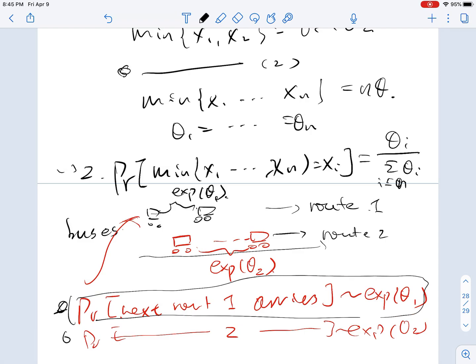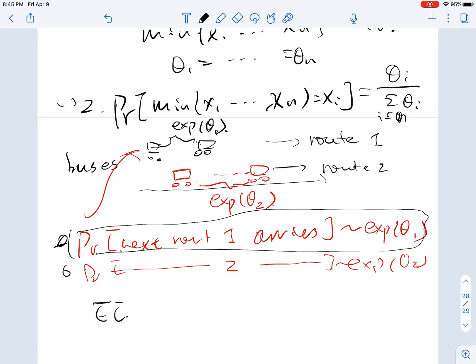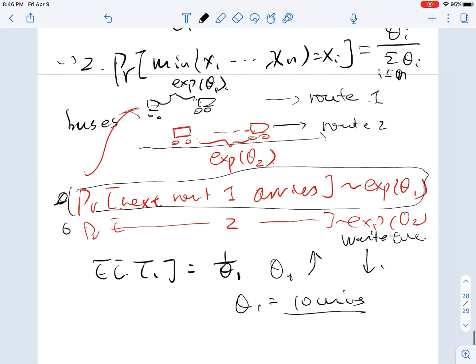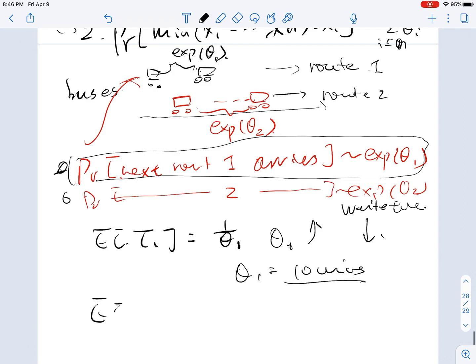Having only one bus basically says that my expected waiting time, let's say this is T1, is really just 1 over theta 1. So basically when theta 1 goes up, your waiting time goes down. Let's imagine that 1 over theta 1 is usually 10 minutes. This would be a realistic estimate for a lot of buses you are waiting for, especially in larger cities. Similarly, the waiting time for the second one is 1 over theta 2. Again, you can see that as theta 2 goes up, the waiting time goes down.